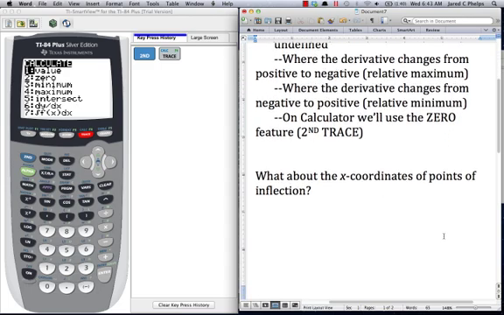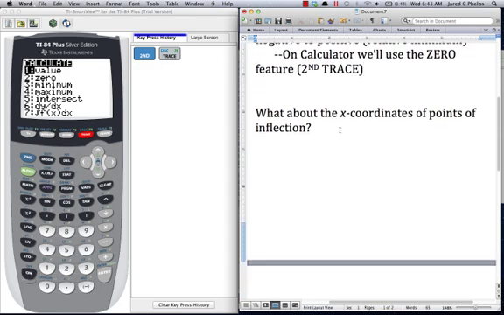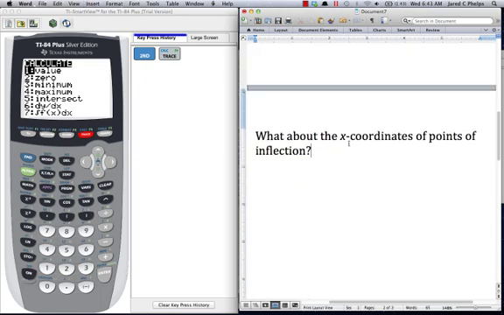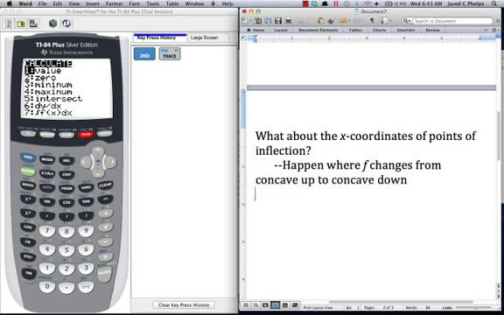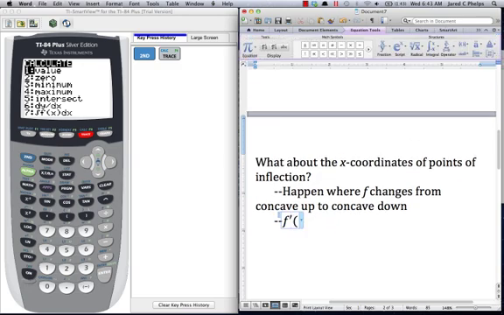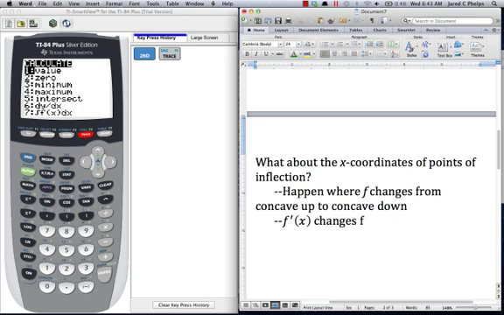So what about the coordinates of points of inflection? I know points of inflection is kind of a new topic for us, but how about that? Where do we find points of inflection? Points of inflection happen where the function changes from concave up to concave down. What does that mean? That's where the derivative changes from increasing to decreasing, or vice versa.